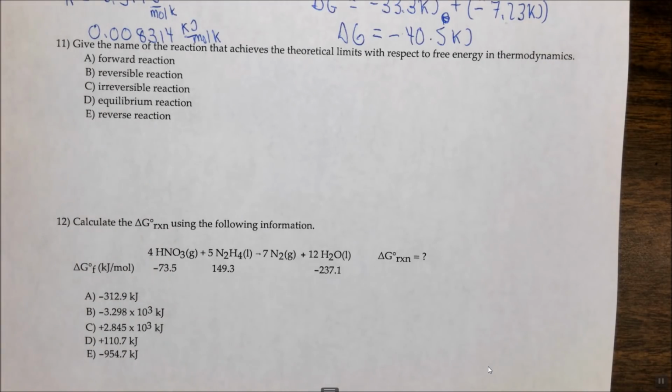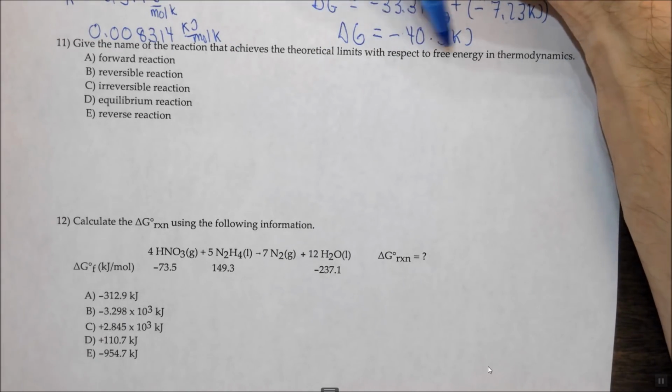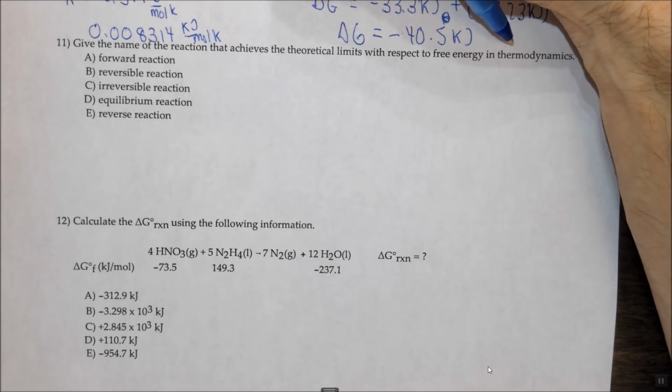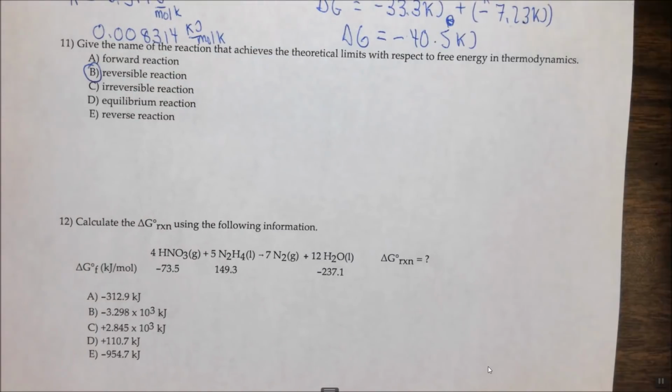Question number 11 is essentially a definition. Give the name of a reaction that achieves the theoretical limits with respect to free energy in thermodynamics. This is a reversible reaction. And it's important to point out that many reactions are irreversible because of heat loss. So they're not achieving the theoretical limits with respect to free energy in that case. But a reversible reaction is achieving those theoretical limits.